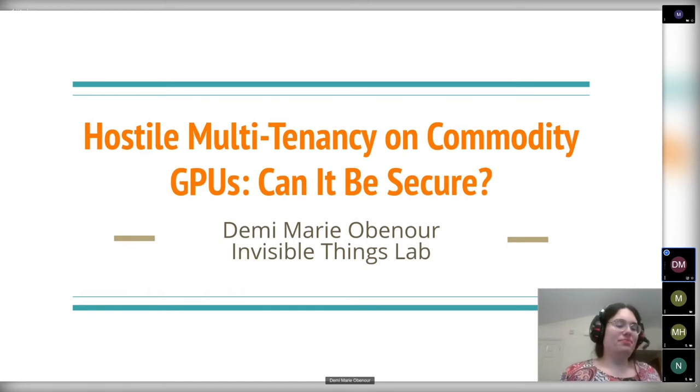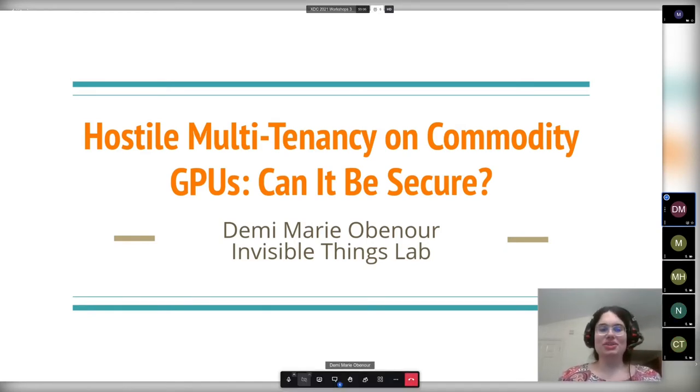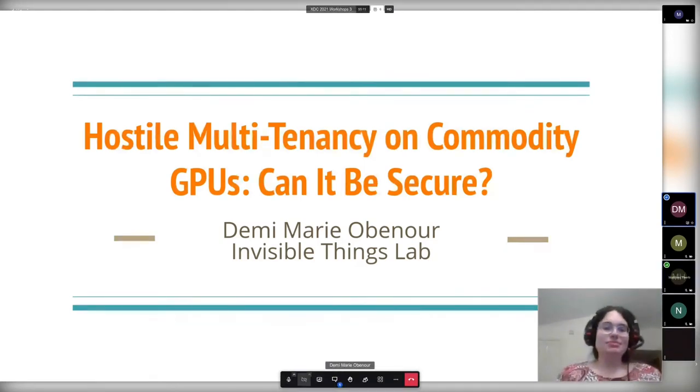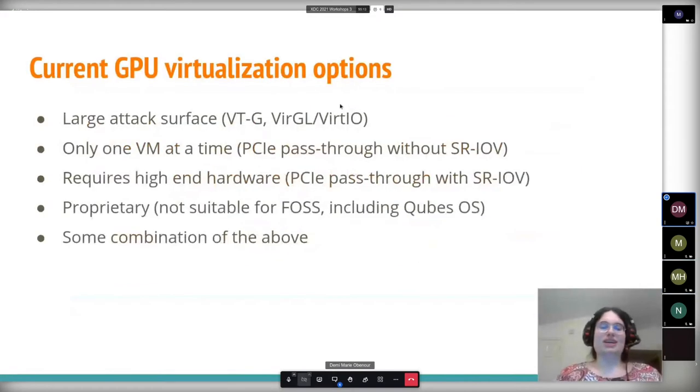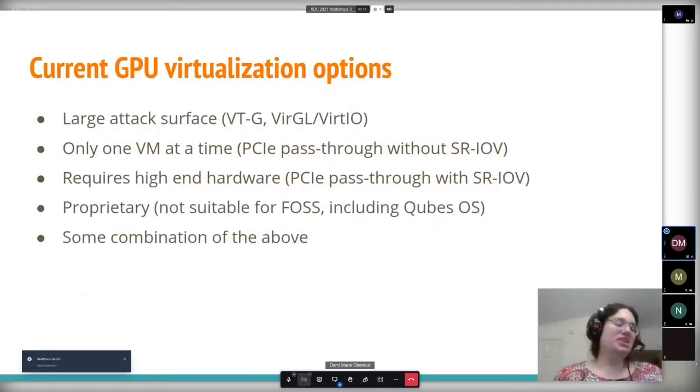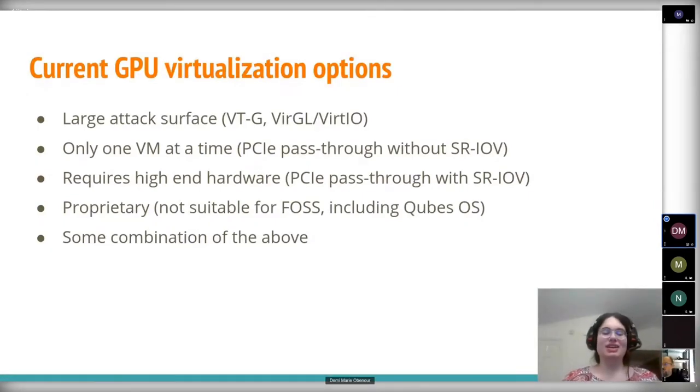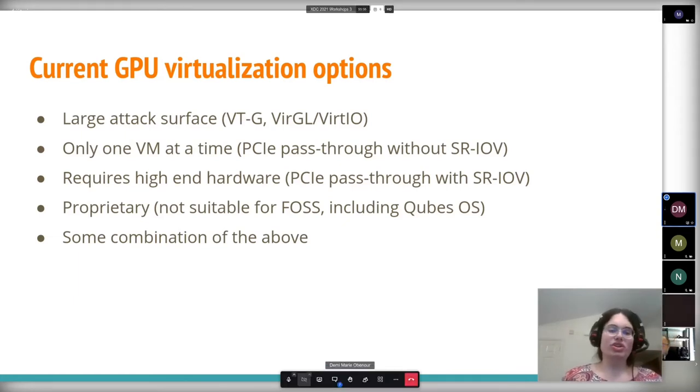I'm here to talk about enabling secure multi-tenancy on commodity GPUs. So if you look at current multi-tenancy approaches, aka virtualization in a lot of contexts, though it's not always synonymous, for GPUs, they generally have one of a few different properties. Some of them have really large attack surface. That would be stuff like VTG or VirGL / VirtIO.